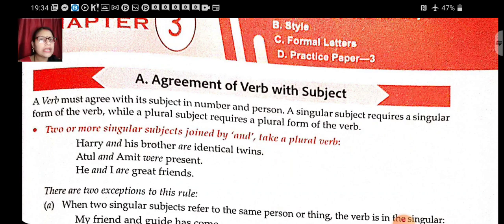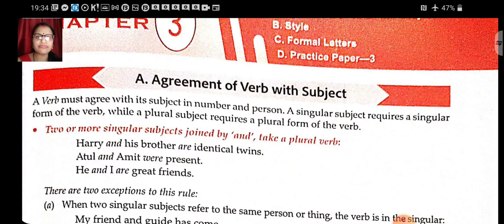Atul and Amit, again Atul and Amit, if you make a sentence in past tense, are converted into verb. He and I, now me and you, we are two or more than two. So we and you are great friends. Very nice. So there are two exceptions to this rule.